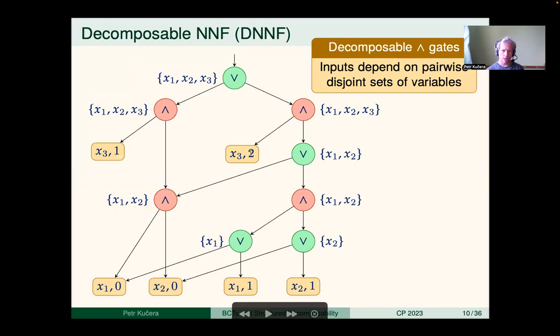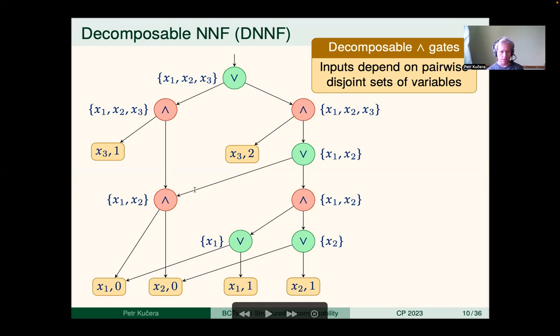We say that a conjunction gate is decomposable if the inputs to the gate depend on pairwise disjoint sets of variables. So for example, if you look at the top, each gate is annotated with a set of variables that are reachable from the gate, from the inner node, by a path, and these are the ones on which the inner node depends.